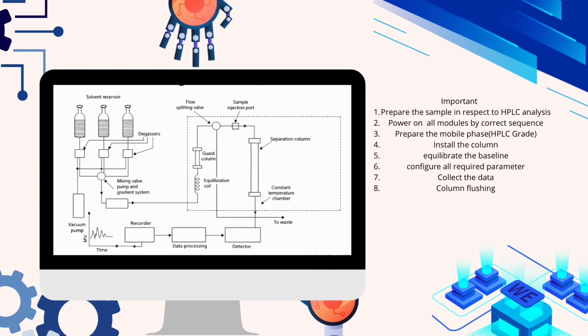How to conduct HPLC. The HPLC modules were powered on, and the mobile phase is prepared. The analytical column is then installed, and the system is equilibrated to establish a stable baseline. The analytical method, parameters, and sample sequence were configured. Analysis commences upon initiation of the sequence. Data is acquired by the detector and processed as chromatograms. Following analysis, the column was flushed, the system is shut down, and the column is stored.